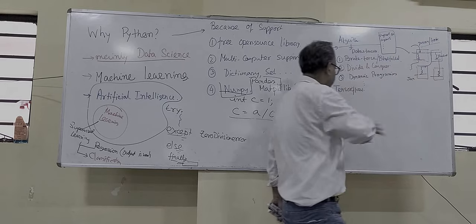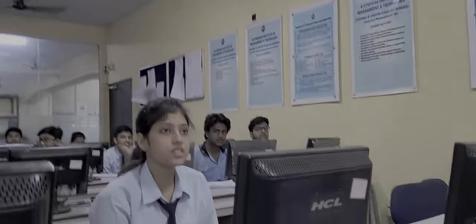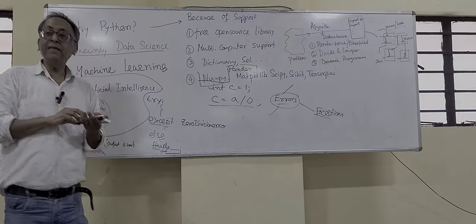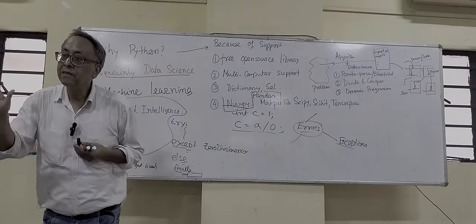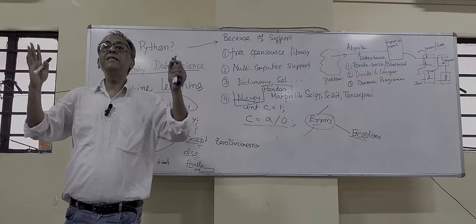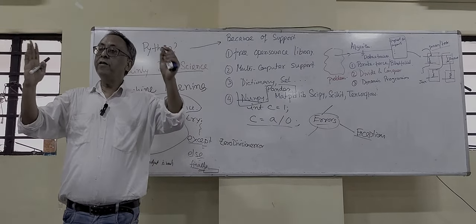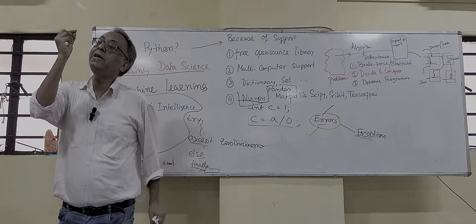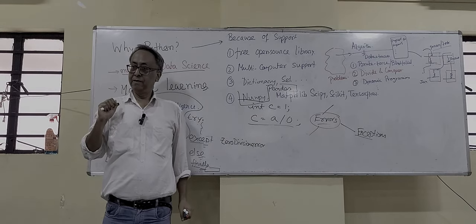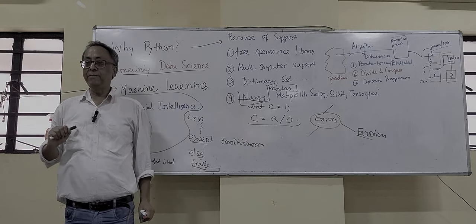So any question till here? What is a frozen set? Set is a set, yes. Good question. What is a set? A set is not indexed. You cannot say 0th element, first element. A set is an unordered collection of items, one of each. You cannot have duplicate items in a set, but you can add and delete items in a set.